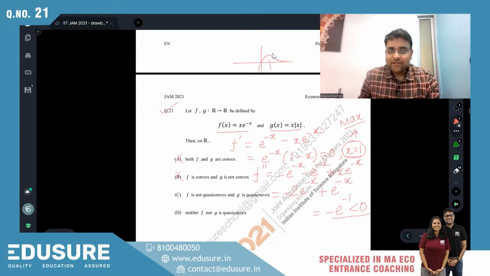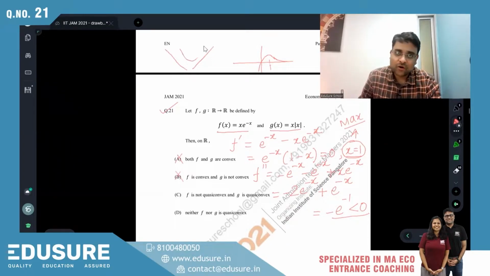So if it is an inverted U-shaped kind of graph, then obviously we can very well understand that the curve is not quasi-convex. Quasi-convex requires the function to be strictly increasing, or strictly decreasing, or U-shaped or convex. Whenever I have an inverted U shape, quasi-convex does not hold.